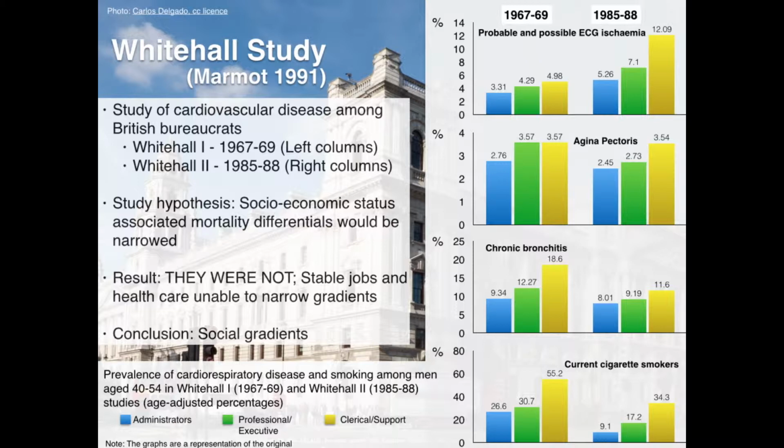The left set of columns, if you see in the graph above, show the result from 68 and the right side ones from 1988. And we find the hierarchies really prominently displayed here. One explanation given by Marmot was that those at the lower rungs of hierarchy had less agency and were less empowered to take decisions about their lives. And we find similar findings replicated in other settings as well.